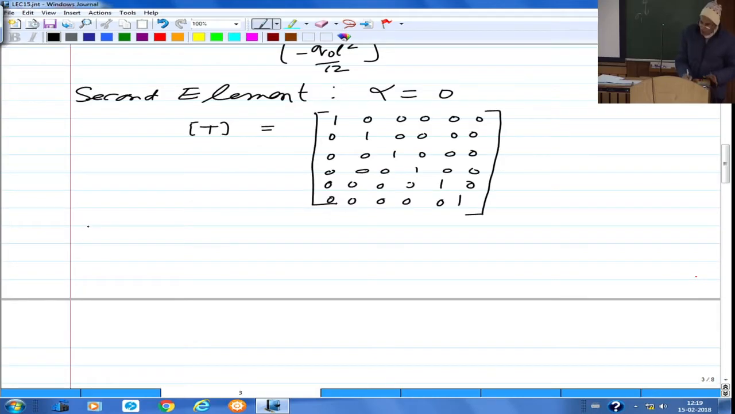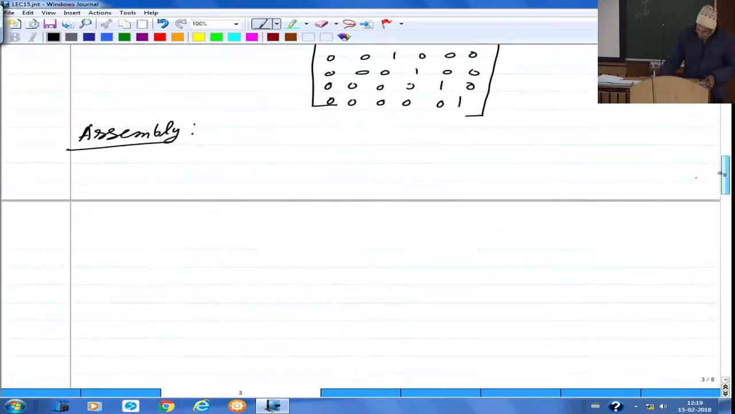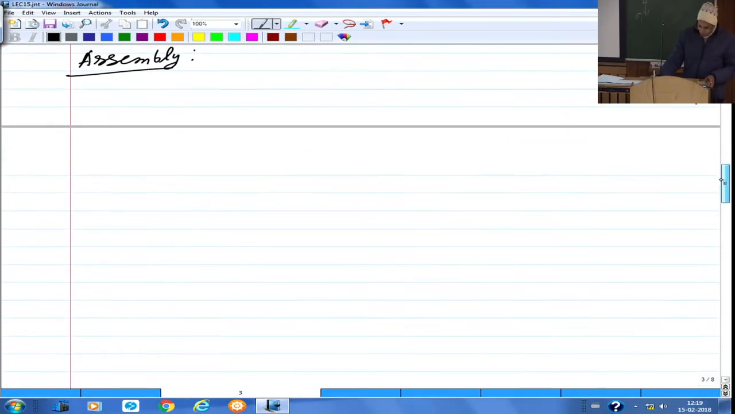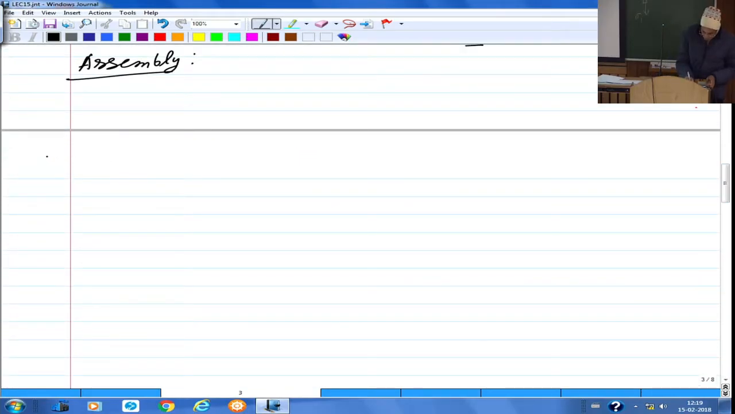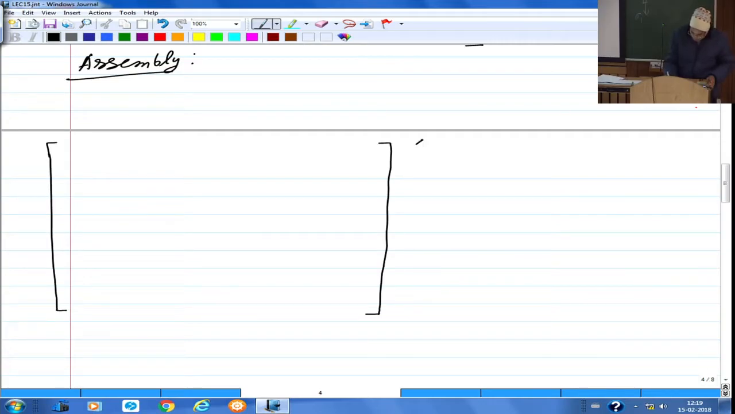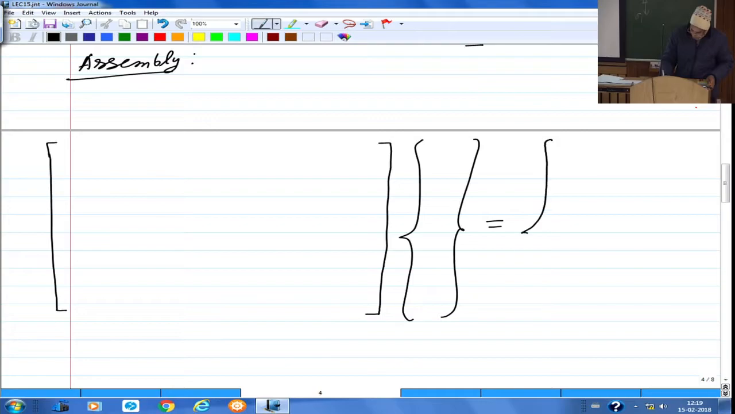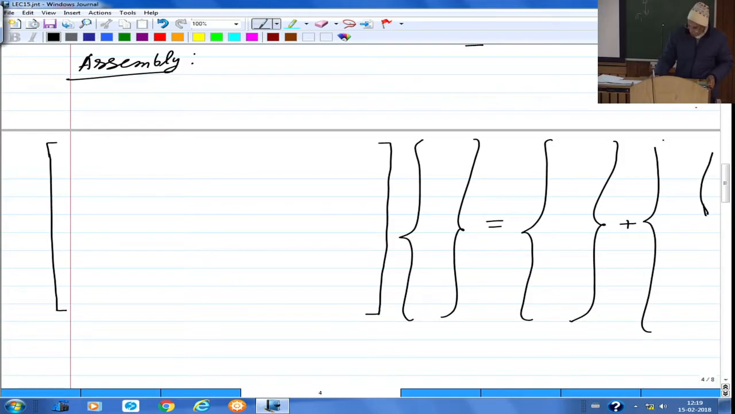So now next is assembly. When you look at the assembly, after the transformation only we are going to do this assembly. So let me write that in the next page. Here, let me say first is the stiffness matrix. I hope I can fit within the available space here. Then you will have the load vector due to external forces and internal load vector. So this is going to be the structure of the transformed finally assembled system.